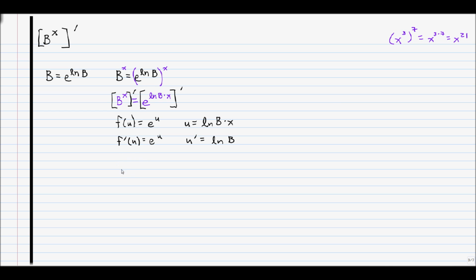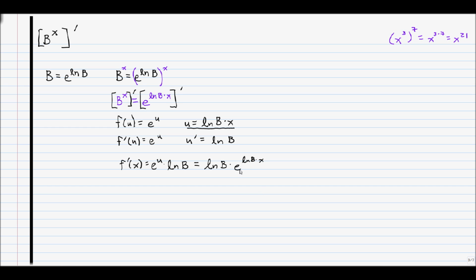Sorry, I should always write this out correctly. So f prime of x is equal to e to the u times the ln of b. But of course u, it says right up here, is ln of b times x. So that means this whole function is bringing that constant out to the front: ln of b times e to the ln of b times x.